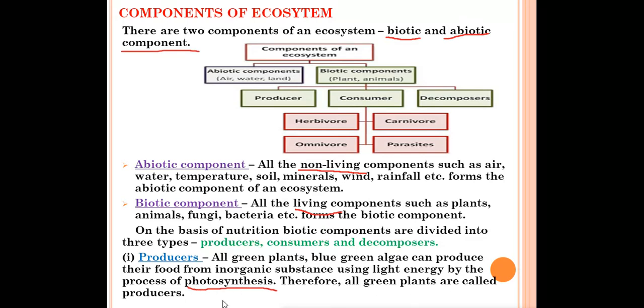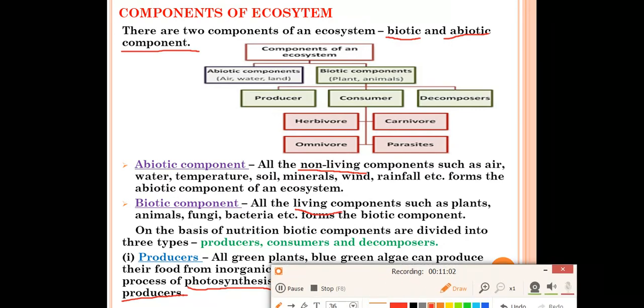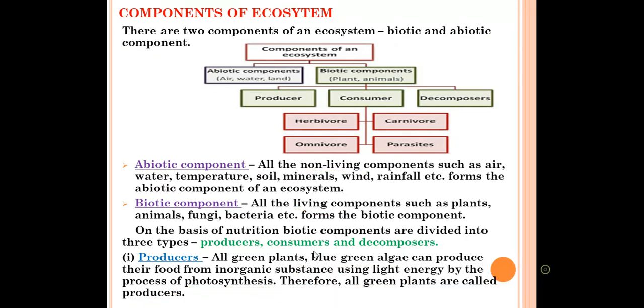Therefore, all the green plants are called producers. Why are they called producers? Because they can make their own food by the process of photosynthesis. And what is photosynthesis? Photosynthesis is the process of making food by the green plants by using carbon dioxide, water, sunlight and chlorophyll. Correct? So we have discussed the producers. Examples of producers are green plants.